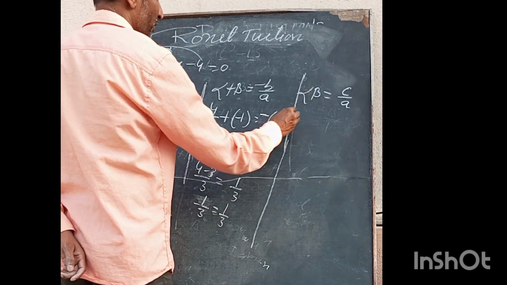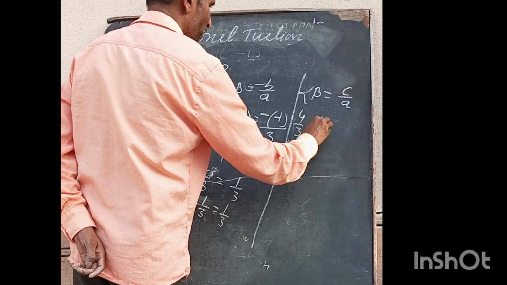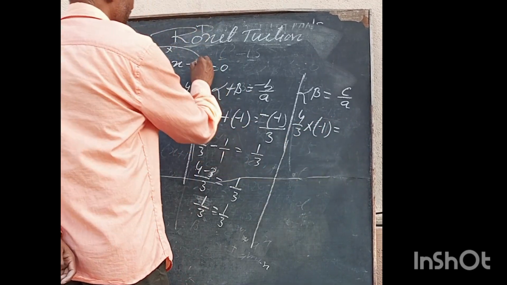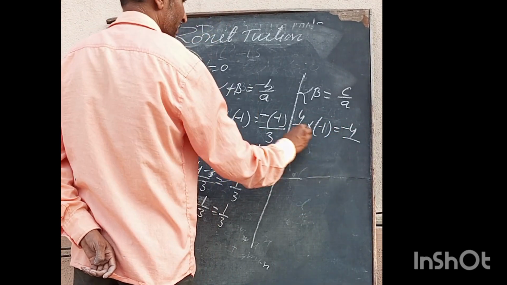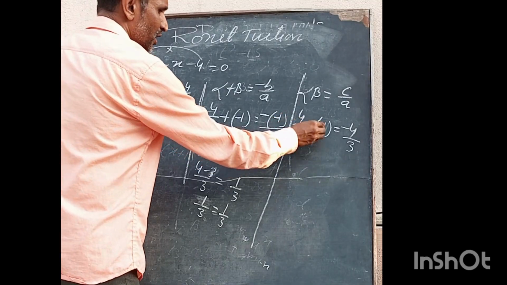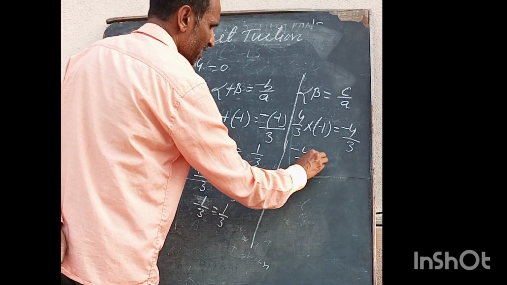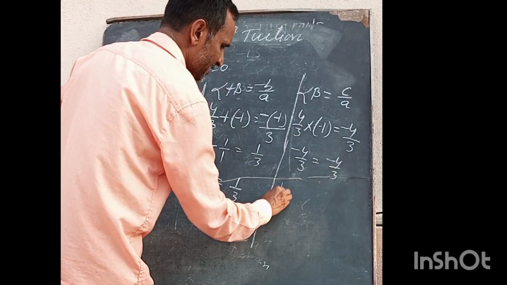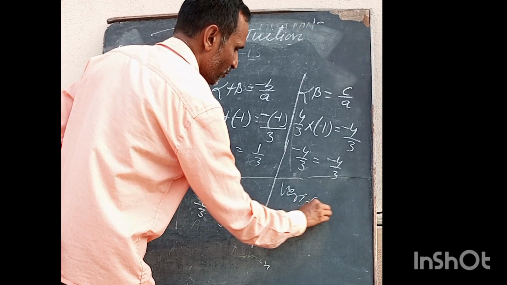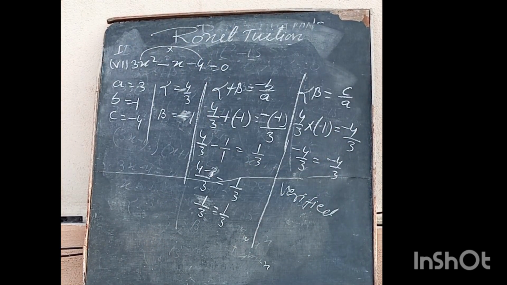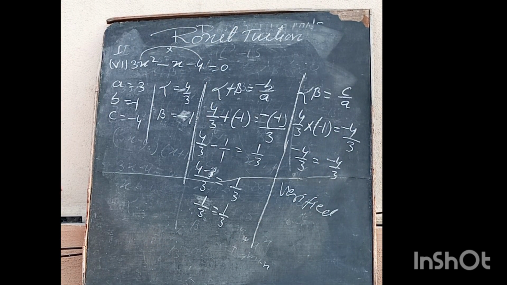Now on this side, alpha we got 4 by 3, beta we got minus 1, is equal to the c value, which is minus 4, by the a value, that is 3. Now multiplying the same numbers, minus 4 by 3 is equal to minus 4 by 3. Hence it is verified for both sides. Now this was the last question. Now we are going to the second main question, which says: form the quadratic equation if the sum of the zeros and the product of the zeros are given.